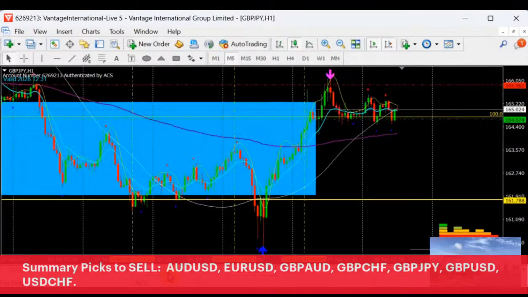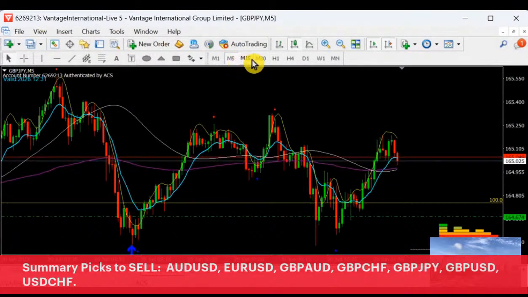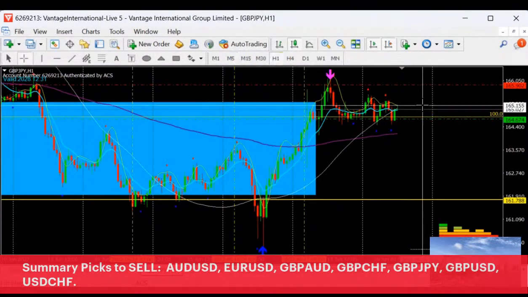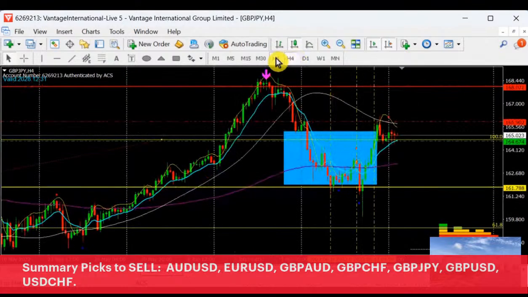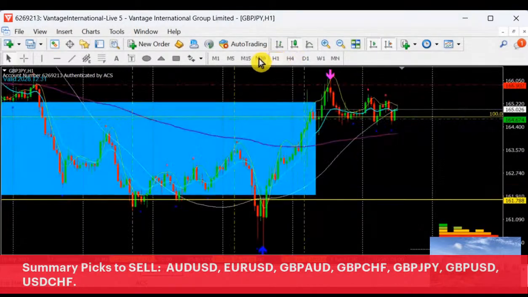Pound yen, let's take a look at pound yen. Pound yen over here, by looking at this, is actually looking out for this support about another 35 pips to go.